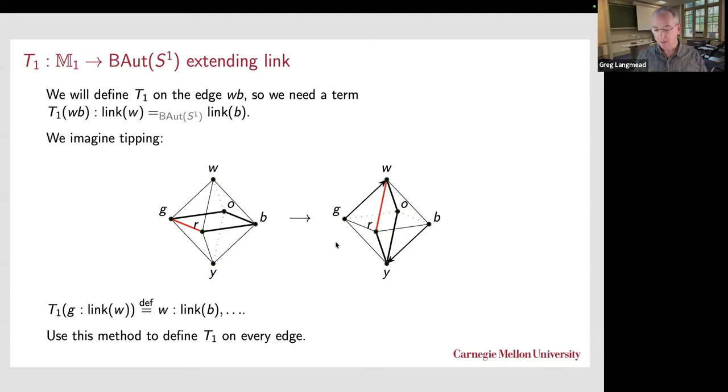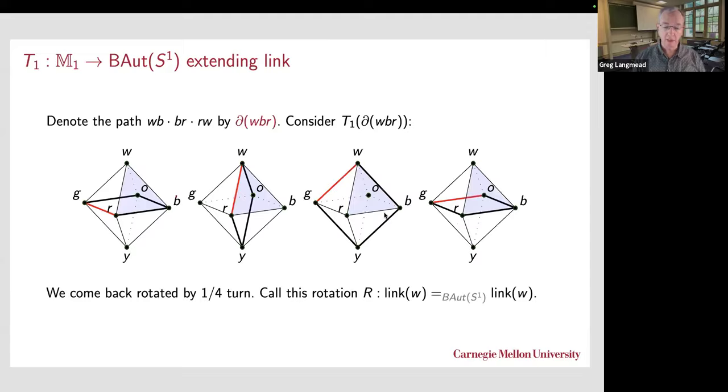And there's nothing special about W and B. There's a complete symmetry here to the octahedron. So we can use this method to define T1 on every edge. Of course, I have to define it on the edges between G and R, and you do that in the obvious way. This tipping tells you the data. So that's a T1 that we could choose.